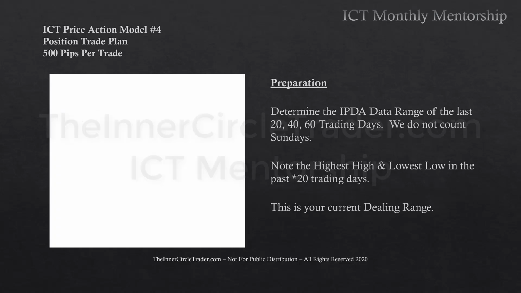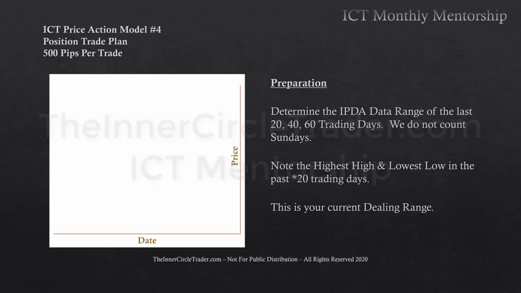Okay, and the next stage of preparation is we're going to be determining the IPTA data range for the last 20, 40, and yes, for position trading, 60 trading days. We do not count Sundays, and we're going to note the highest high and the lowest low in the past 20, and the 20 has got a little asterisk there because, again, you're going to do this for all 3 IPTA data ranges, the 20, 40, and up to 60 trading days. And this is going to be your current dealing range.